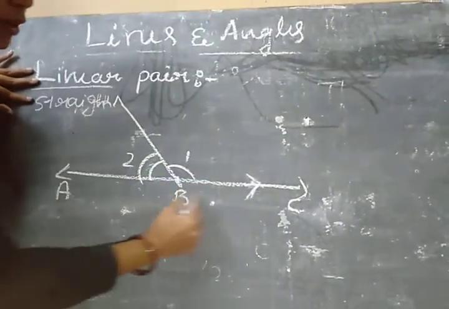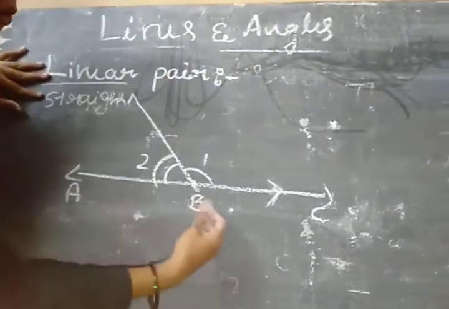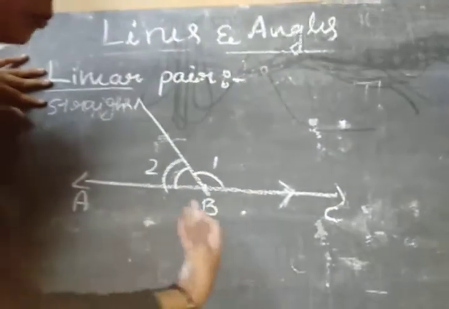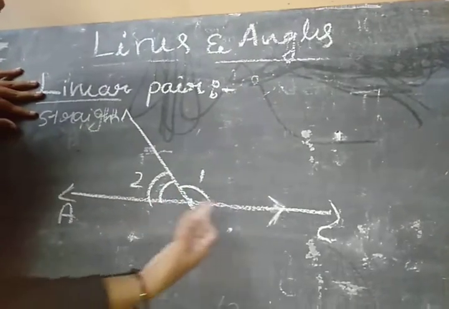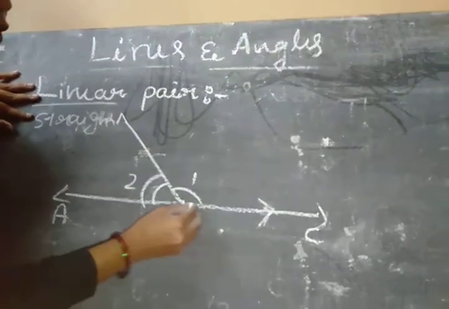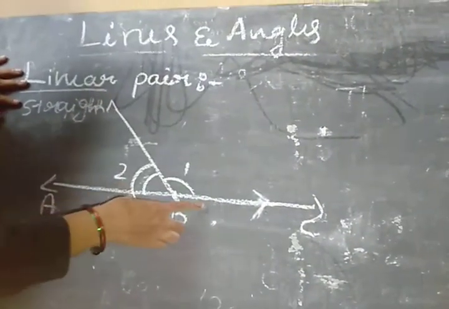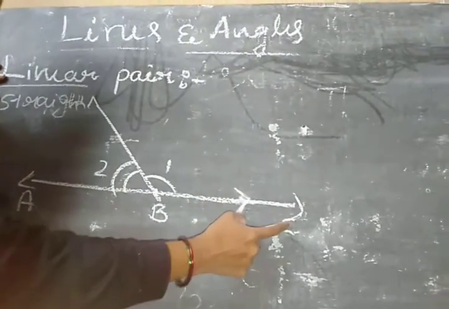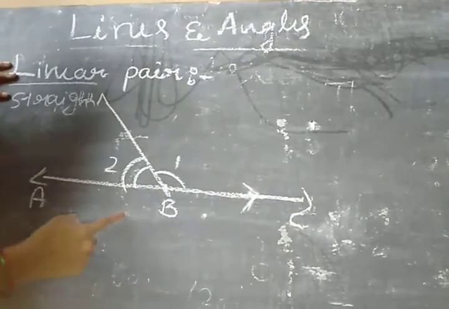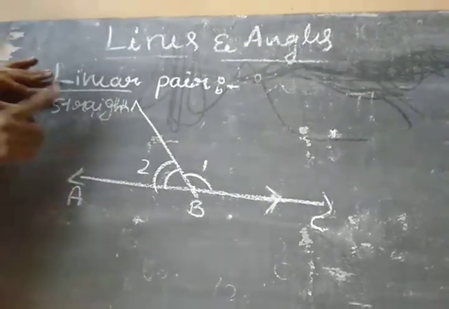The rays are BC and BA. These rays extend in opposite directions. Okay, these are opposite rays, and these rays continuously extend in opposite directions, and both opposite rays form a line. The line is AC. So this pair is called a what? Linear pair. And angles of a linear pair are always supplementary.